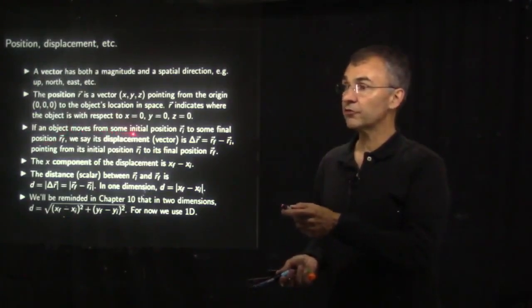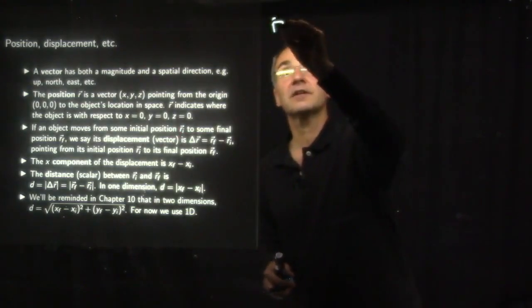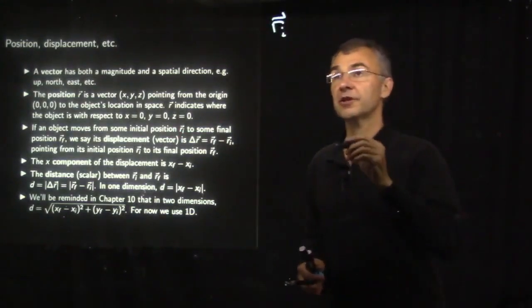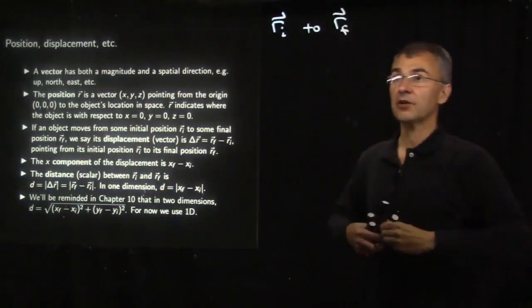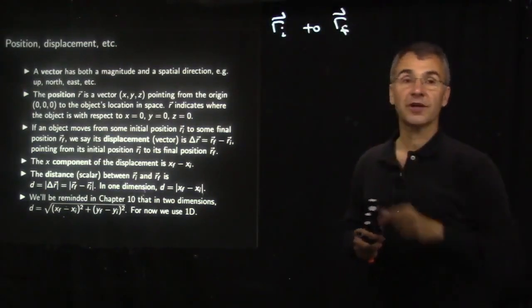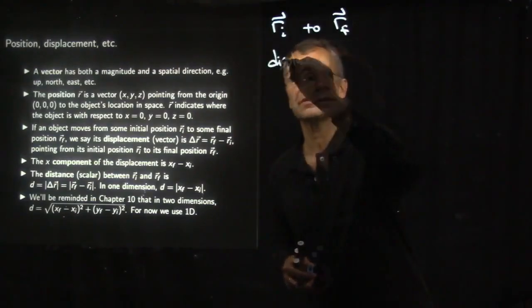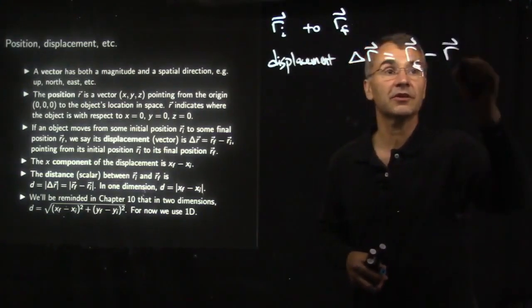If an object moves from some initial position, r initial, so we will usually say r_i, subscript i for initial, we're going to go from r initial to r final. There's a little arrow on top of r to indicate that it's a vector. And this is our initial position. This is our final position. So we have a displacement, which we call delta r, which is r final minus r initial.